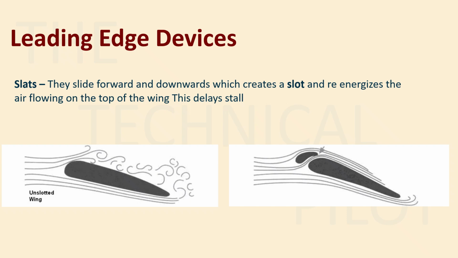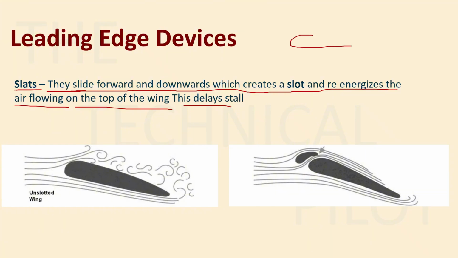All right. Then we have slats. Slats slide forward and downwards, which creates a slot and re-energizes the airflow on top of the wing, which delays stall. As we already saw in flaps, there was a type of flap known as the Kruger flap, which was creating a slot and re-energizing the flow. This is exactly what we do, but in terms of flaps we attached it at the rear portion of the wing, while in terms of slats we attach it at the front. So they also do the exact same thing. They also re-energize the flow by creating a slot.